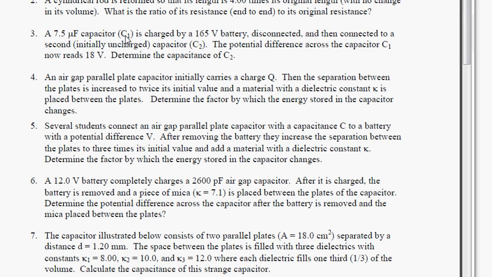Okay, so we have problem 3. We have this capacitor, which is charged by a 165 volt battery, and then later on it's disconnected and connected to a second capacitor. And then they give us what the potential difference across them is afterwards, and they want to know what the capacitance of the second one is. So let's start with this first sentence here, where you have the capacitor C1, which is charged by the 165 volt battery.